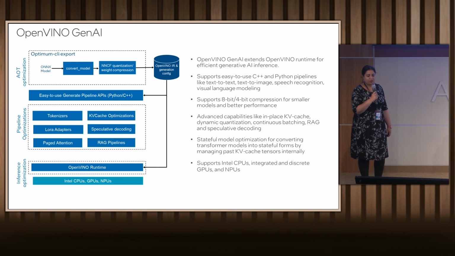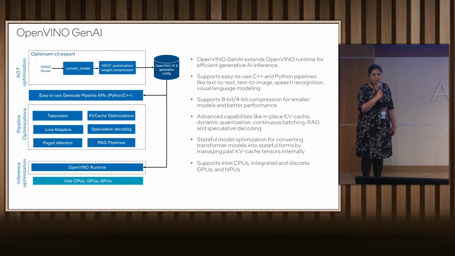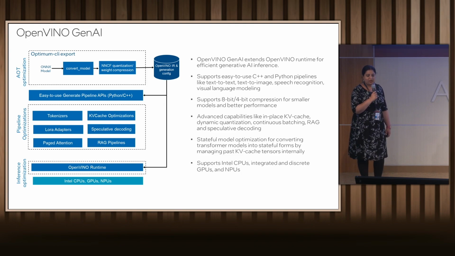For example, we have optimized tokenizers, where the tokenization operations are represented in OpenVINO IR for performance improvements. And we also have support for single, multi-LoRA, and also dynamically merging different LoRA models. And we have many KV cache optimizations available, like in-place KV caching, prefix caching, KV cache compression, and many more. And we are also adopting features like page retention, continuous batching, speculative decoding from leading implementations like vLLM.